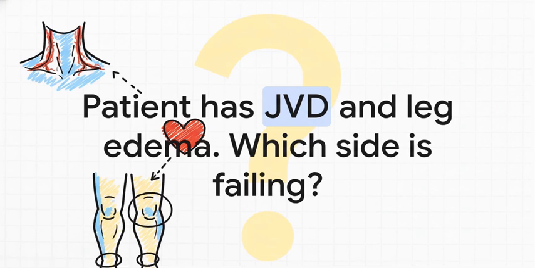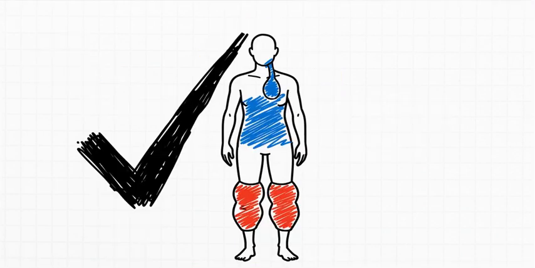All right, next up, question 2. Your patient has jugular vein distension and 3+ edema in their legs. Which side is failing? Take a moment to think about it. And the answer is right-sided. If you got that, awesome job. JVD and that swelling in the legs are those classic signs that fluid is backing up and, you guessed it, rocking the rest of the body.